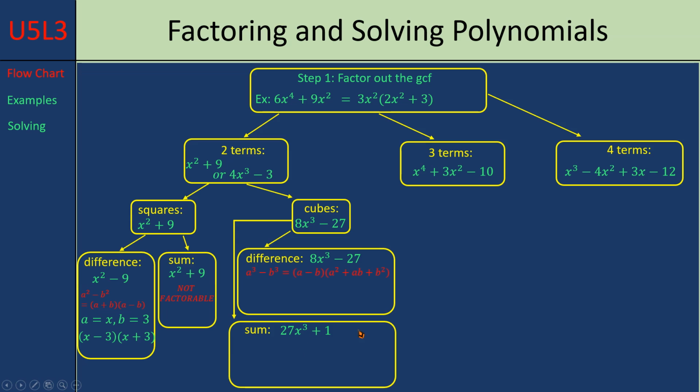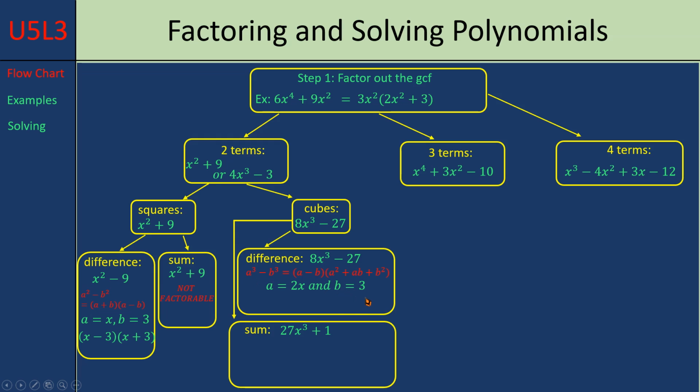There it is. And the formula for the difference is a cubed minus b cubed. Remember, we're talking about cubes now, not squares, right? Cubes is equal to a minus b times a squared plus a times b plus b squared. So in this case, again, you have to figure out what is a, what is b. A is the cube root of the first term, so that would be 2x. Right? A is 2x, and b is 3. And these are the cube roots of these terms.